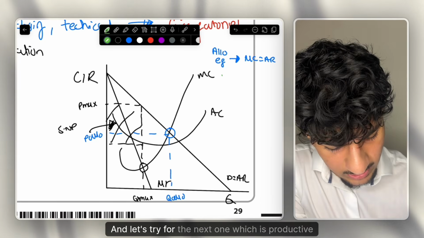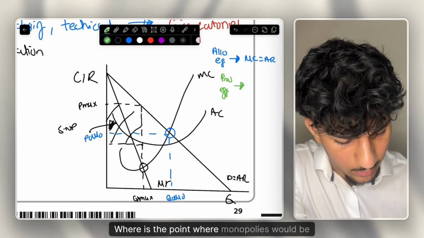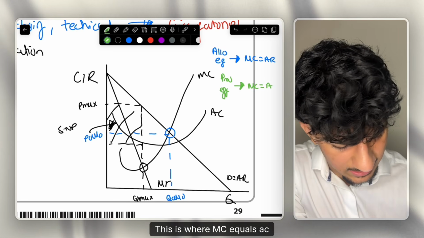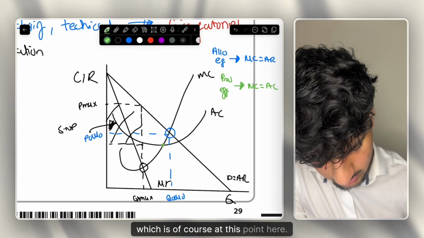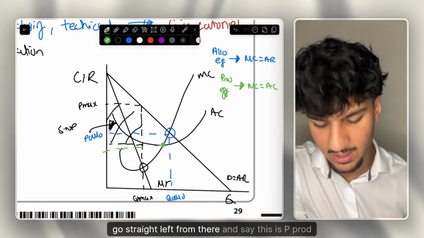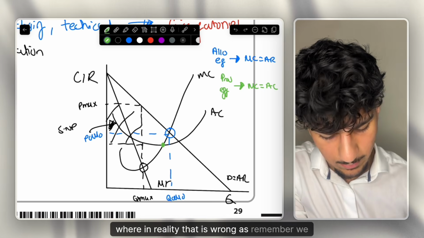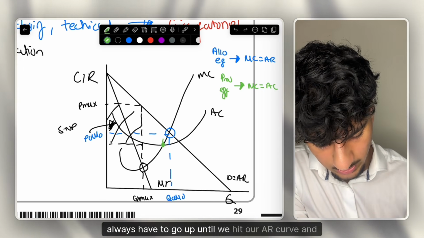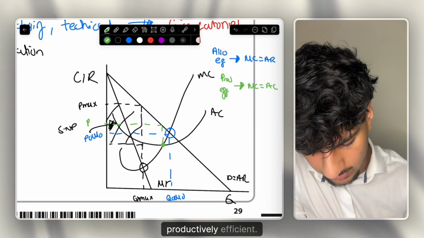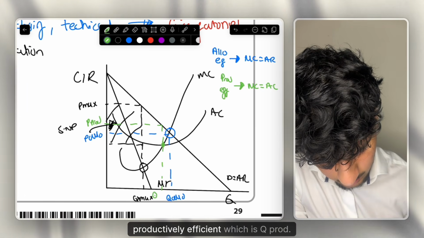Let's try the next one, which is productive efficiency. Where is the point where monopolies would be productively efficient? This is where MC equals AC, which is at this point here. The main mistake students make is they go straight left from there and say this is P prod, which is wrong. Remember, we always have to go up until we hit our AR curve. This gives us the price where we're productively efficient, P prod, and the quantity where we're productively efficient, Q prod.